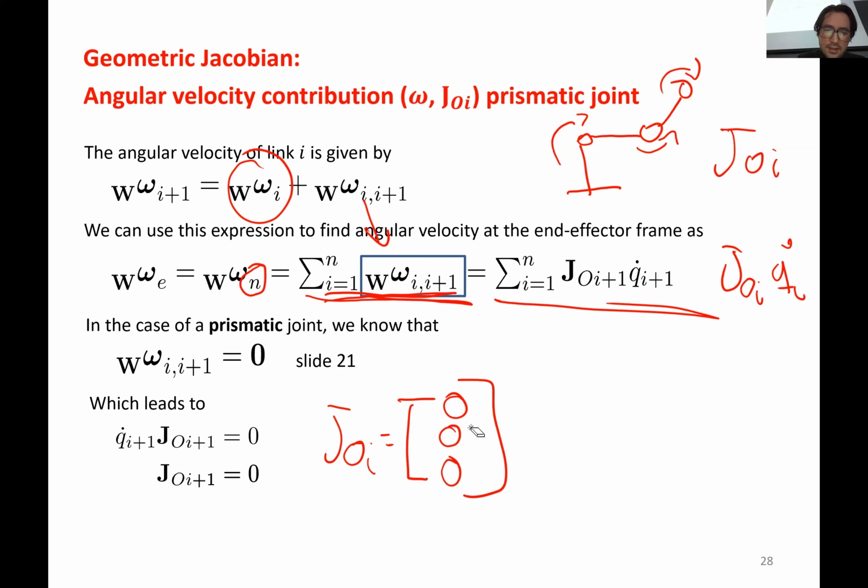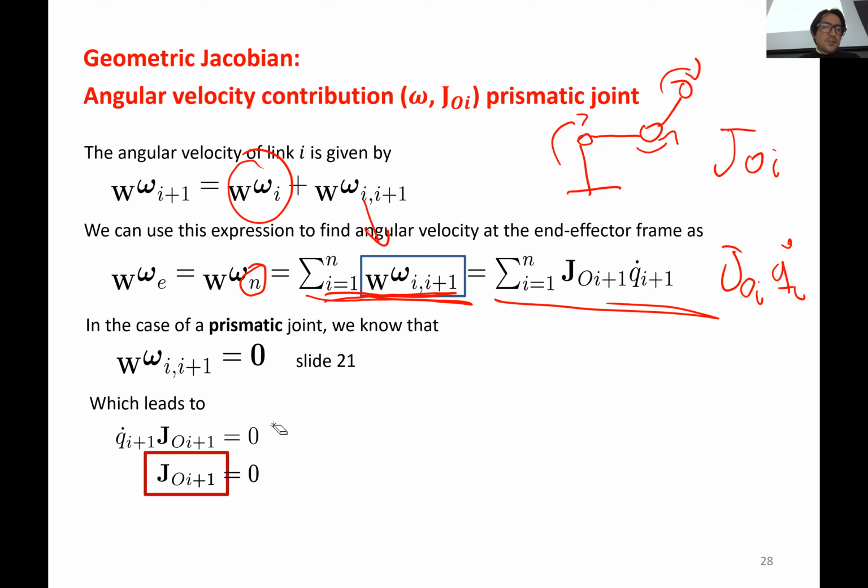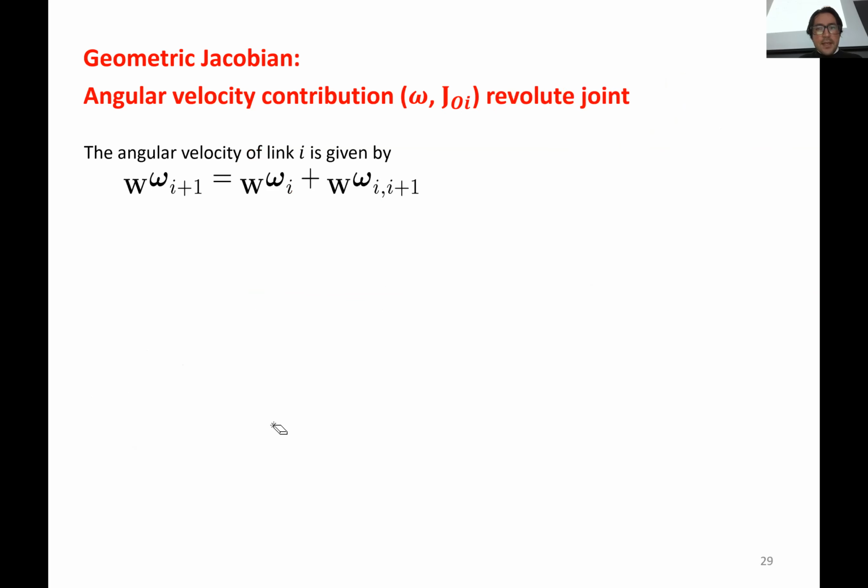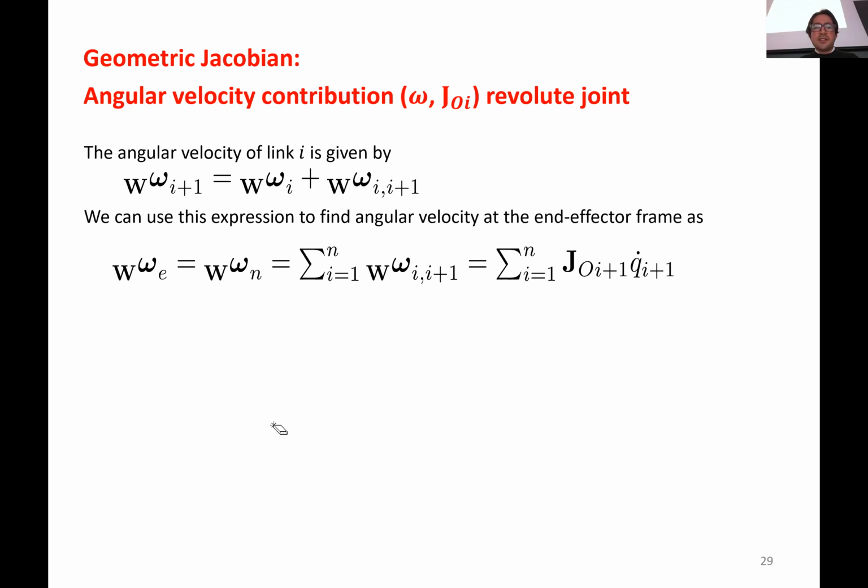Okay. I forgot this 0 is not bold. Here it should be bold, but a bold 0 means a 0 vector. Okay. And then this is the expression that we care about. Now, in the case of a revolute joint, let's start from the same expression as before, which is basically the sum of the previous contributions. So again, we do the same analysis as before. We just add the contributions of all the joints.